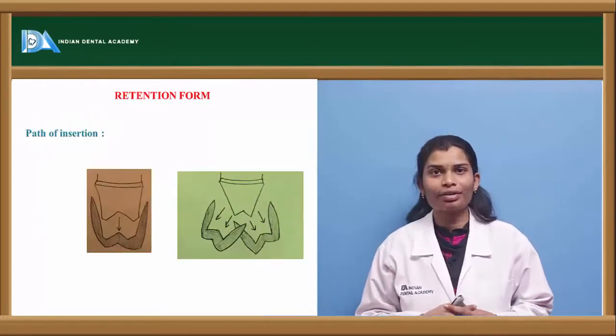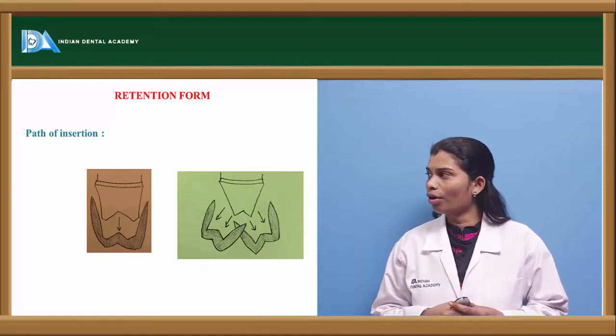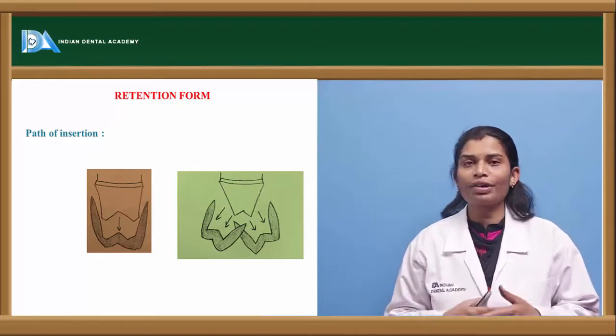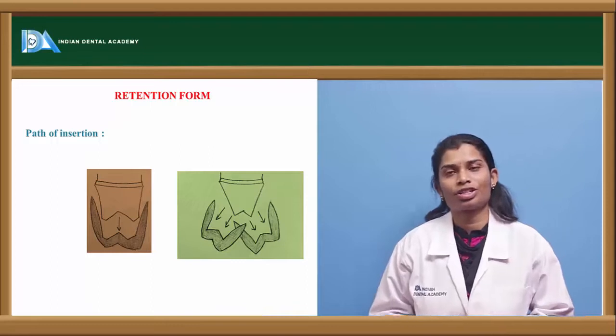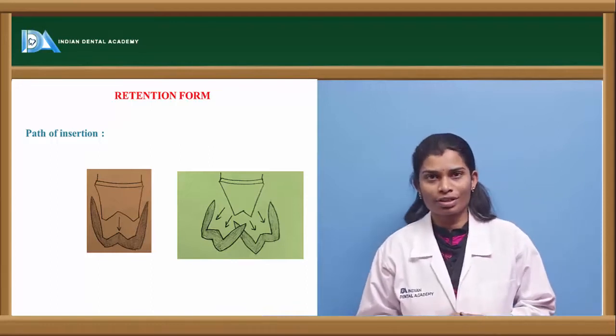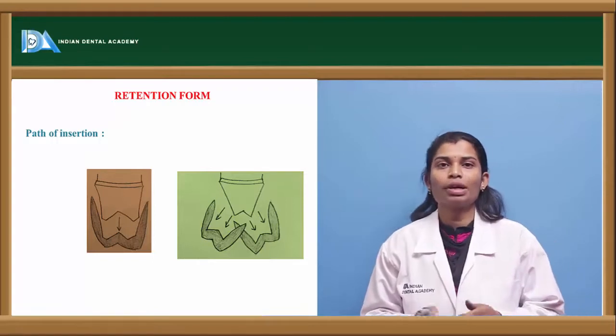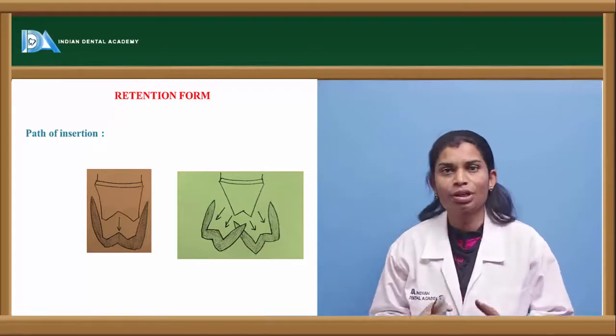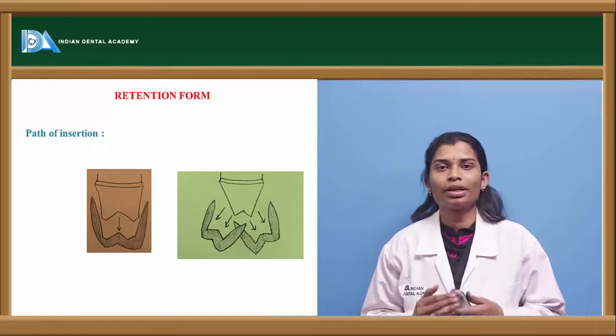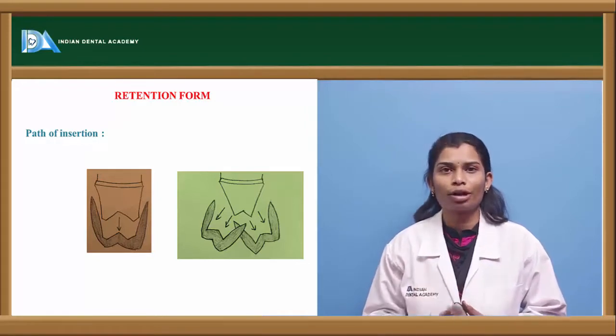Coming to the next factor, the retention form. Retention form is in turn affected by two factors, the path of insertion and the taper. What is the path of insertion? It is the direction in which you seat your restoration. So the fewer the paths of insertion, the more the retention. Hence, it is ideal that you have only one single path of insertion.